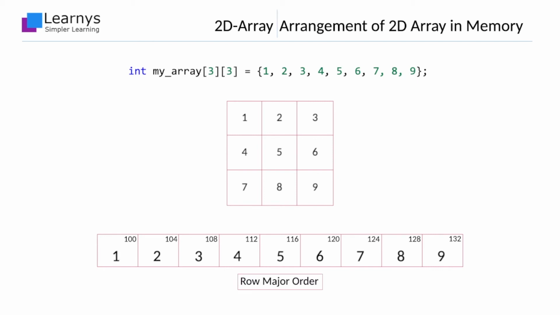This approach of flattening of two-dimensional array into one-dimensional array has been done row-wise. This is called the row major order, in which a two-dimensional array is flattened into a one-dimensional array by picking elements row-wise. In other words, the elements of the first row will be laid out first, followed by the elements of the second row, and so on.